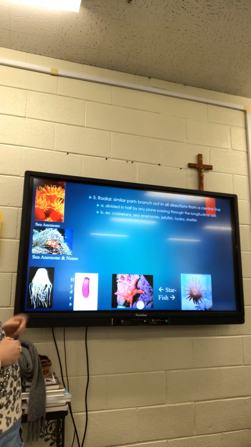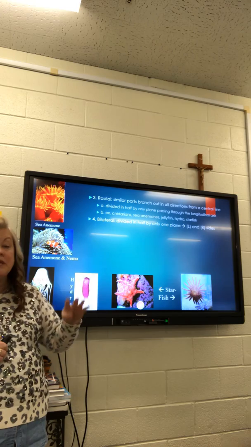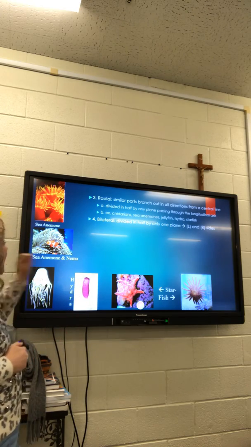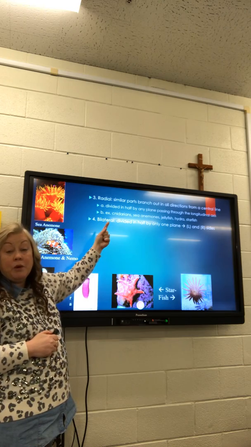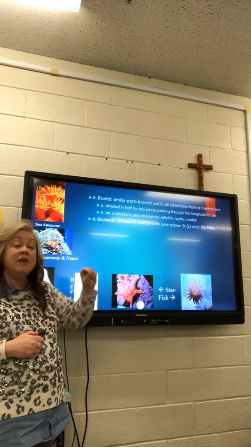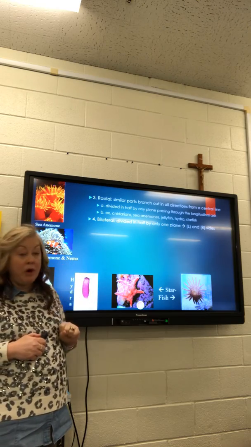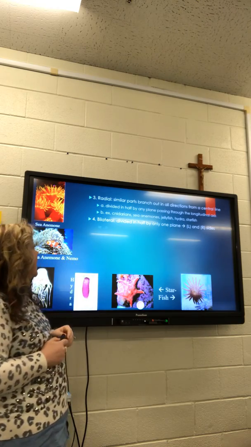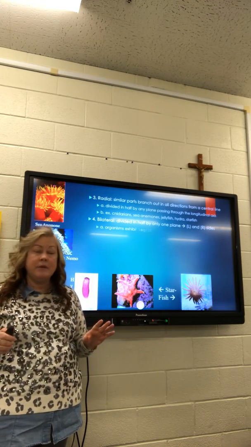But the 4th type of symmetry, the most complex type of symmetry, is a type of symmetry called bilateral. And you might see that the prefix bi on the word bilateral means 2. You can divide this animal in half and have 2 equal halves, but only do it one way and have a left side and a right side. Anything with a head pretty much has this type of bilateral symmetry.